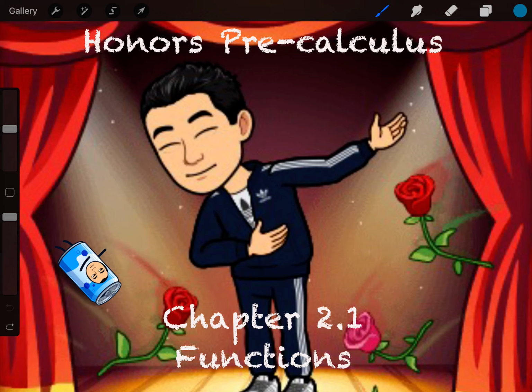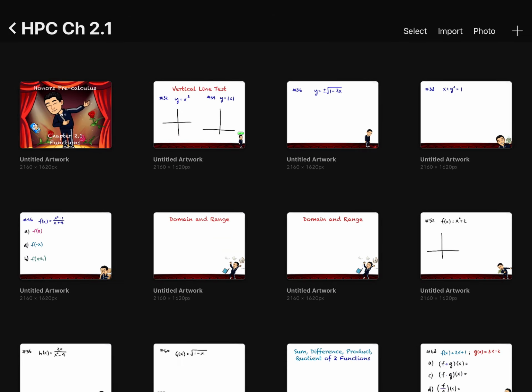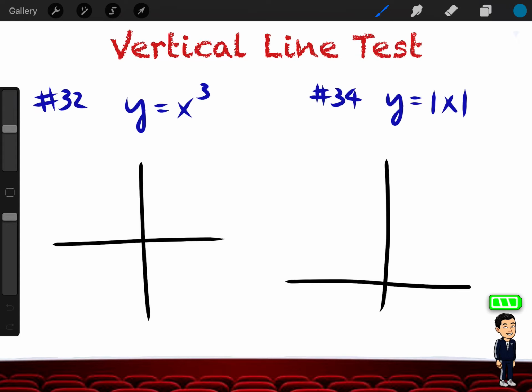All right, this is Honors Pre-Calculus, Chapter 2.1, Functions. So what is a function? I just need to let you guys know that a function is not an equation, okay? I can give you an equation and ask you guys, is this a function? The test you have to use is called the vertical line test.